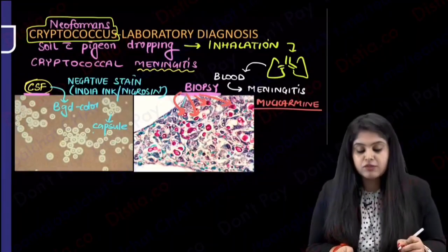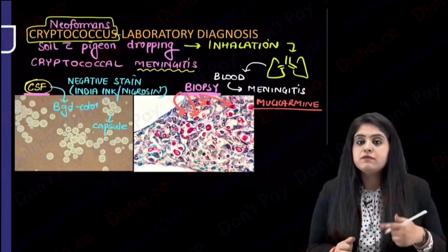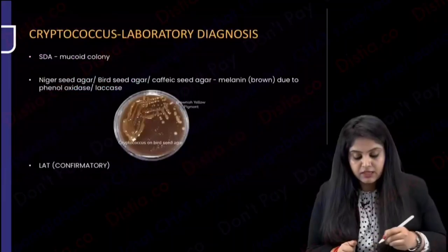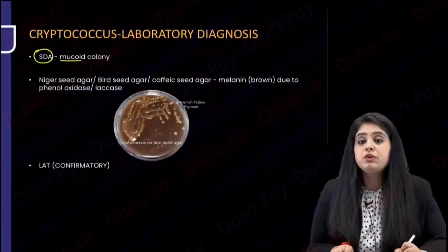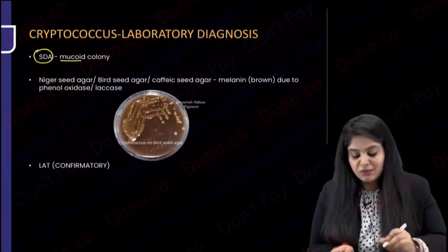Okay, having said that, the story is not over. These were only your stains. But if you have to grow it in a culture media, what is that culture media known as? First will always be SDA. SDA shows you a mucoid colony, and this concept I have told you earlier also.